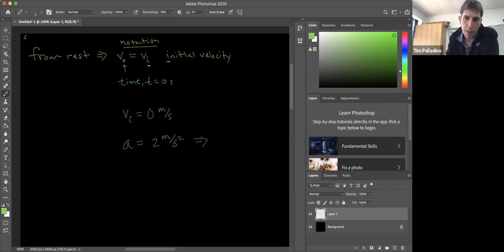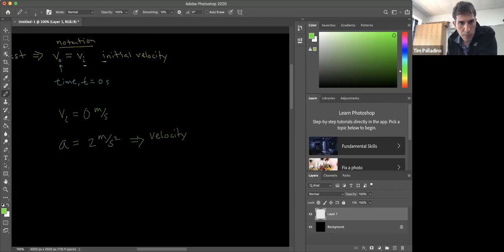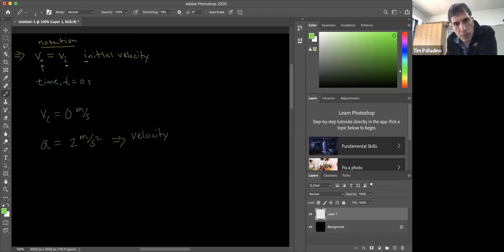in this case, we know it's speeding up. The velocity is increasing. So the velocity increases by 2 meters per second every 1 second. Can you guys still see my screen okay?